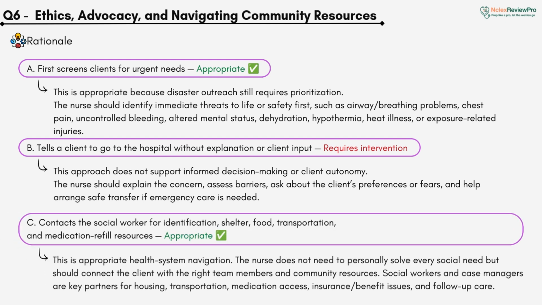Option C says the nurse contacts the outreach social worker to help a client replace lost identification and connect with shelter, food, transportation, and medication refill resources. This is appropriate. This is health system navigation. The nurse does not need to personally fix every social need. The nurse should connect the client with the right team members and community resources. Social workers and case managers are important partners for housing, transportation, medication access, insurance or benefit issues, and follow-up care.